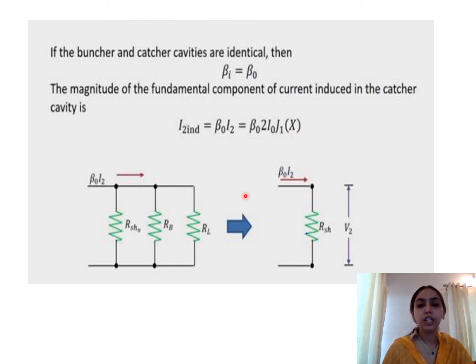Now again here is the figure shown. So beta naught of I2 current is flowing here through the output circuit. RSH0 here represents the wall resistance of the catcher cavity, RB the beam loading resistance and RL the external load resistance. Now we will have an equivalent circuit, which represents the effective shunt resistance of all these. So RSH is the effective shunt resistance. A current of beta naught I2 is flowing through it and a voltage of V2 is developed. So V2 here is beta naught I2 into RSH.